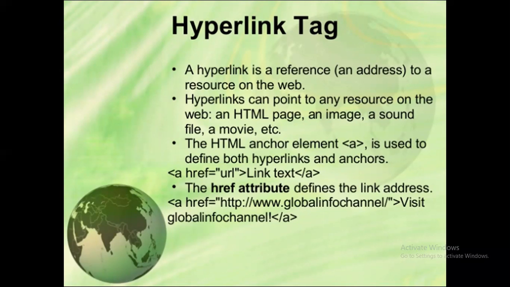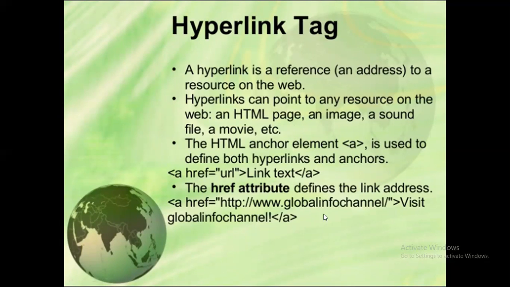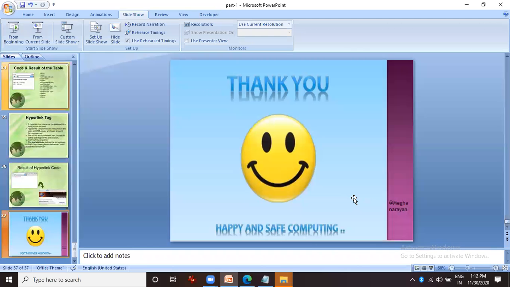So the HTML anchor element is displayed with the tag A. Look here on the screen also, tag A is used for both hyperlinks as well as anchors. This was all about the hyperlink. Here is the code written. Look at this global information channel, etc. You click and this new website opens. This was all about the slides.